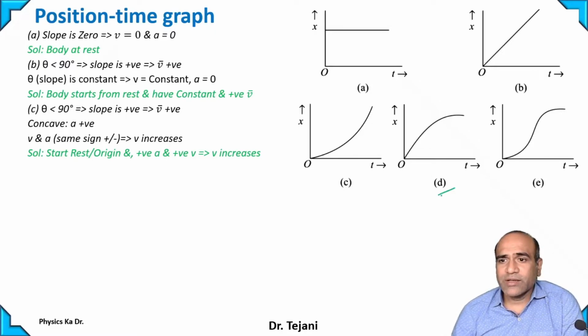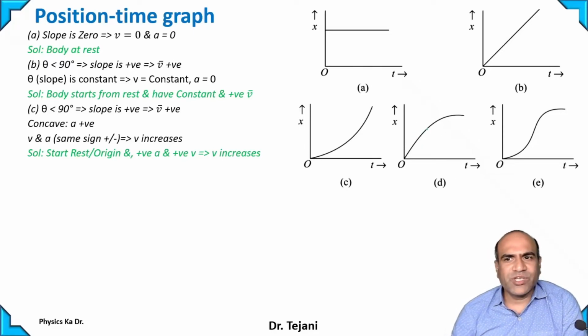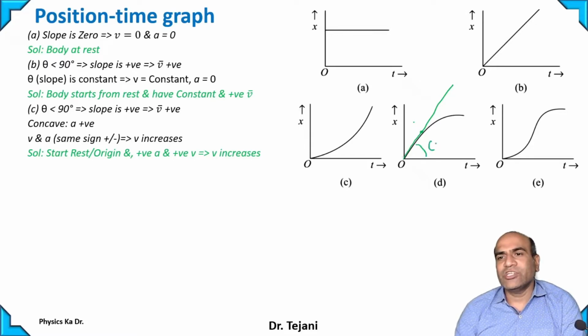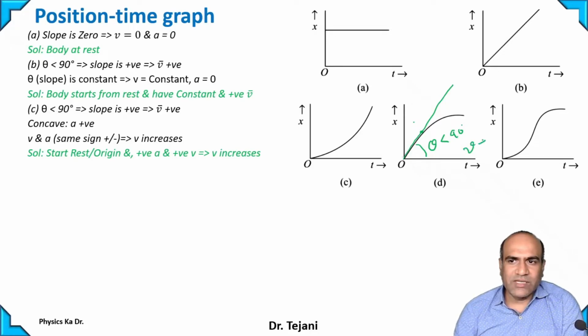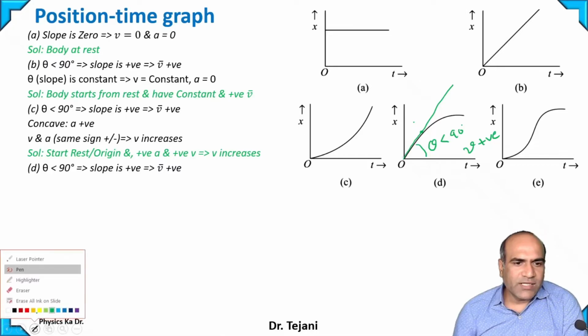Let's have D. What is our first check? Our first check is to check the slope. Let's take this point and draw a tangent. Can I say theta is less than 90 degrees? Yes, that means velocity is positive. So theta is less than 90 degrees, slope is positive, velocity is positive.